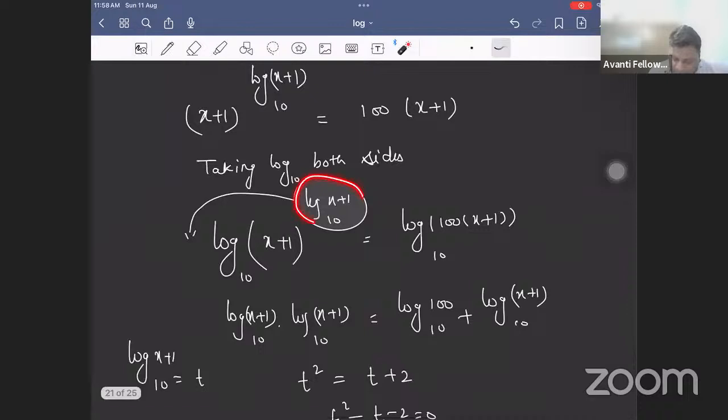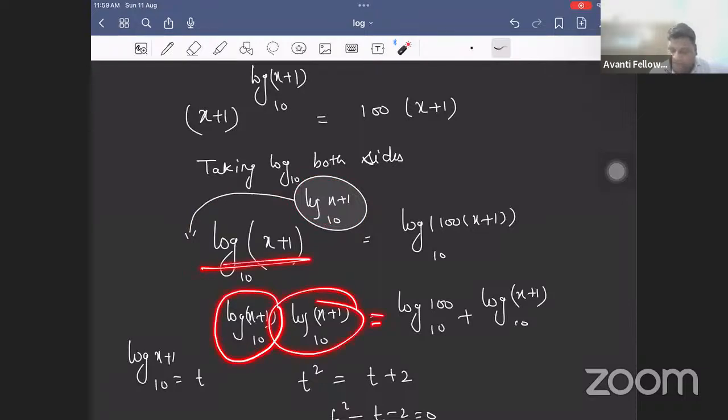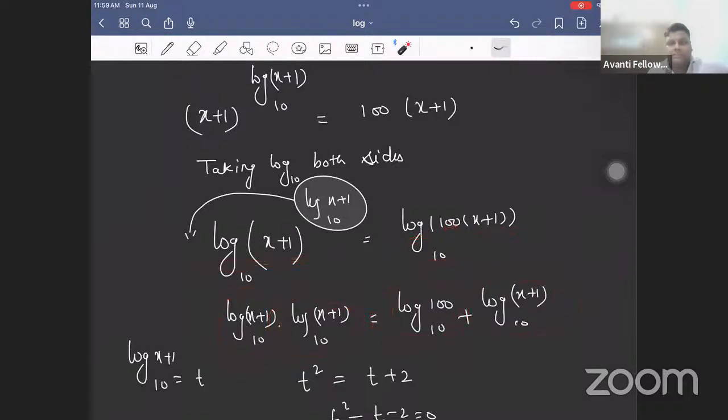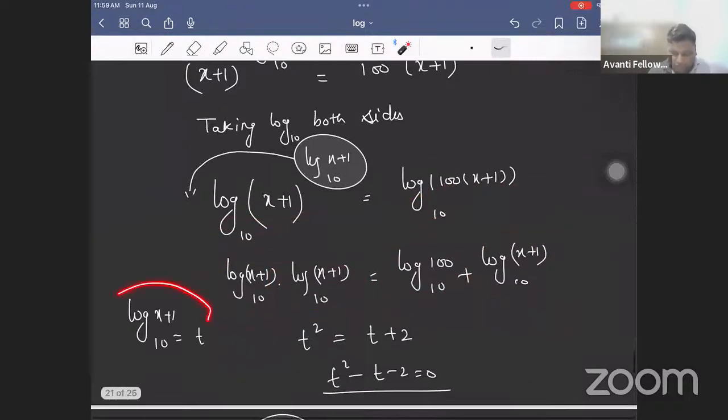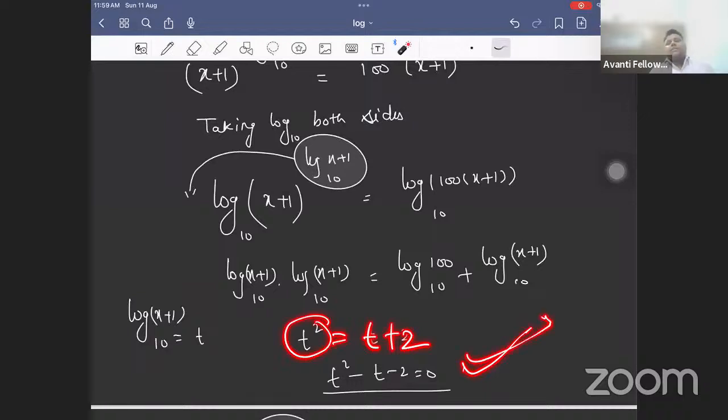Now this power will come outside. So it is log x plus 1 base 10 into this log x plus 1 base 10 is log 100 base 10 plus log x plus 1 base 10. Now assume log x plus 1 base 10 as t. So there will be quadratic t square equals t plus 2. You just solve this quadratic, get the values of x.